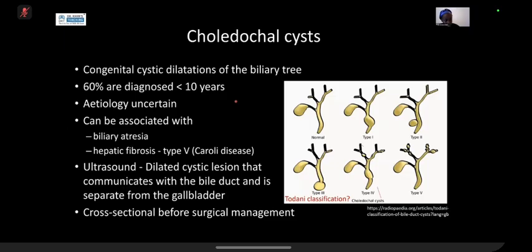It can be associated with biliary atresia and hepatic fibrosis, which tends to be the type 5, where you get intra and extrahepatic duct dilatation. The exact etiology is uncertain, so no one knows the pathophysiology behind choledochal cysts, but they're just the other cause of neonatal jaundice to be aware of. And like we would see on the MR, what you see is a dilated bile duct or cystic lesion that communicates with the bile duct and is separate from the gallbladder. And then they'd go on to have MR imaging to clarify the anatomy prior to surgical management.